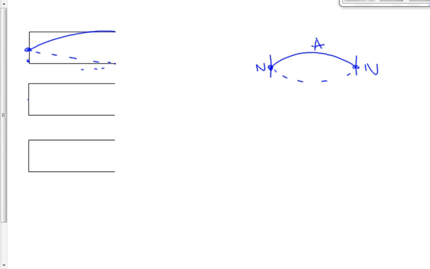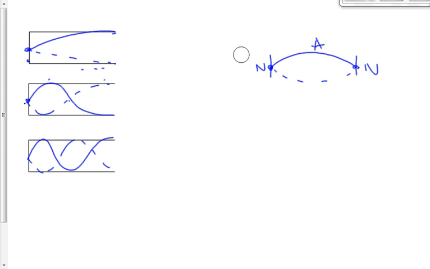You have to have that node at the closed end, but you have to have the antinode at the open end. So it's going to look something like this. We went from one antinode and one node to two antinodes and two nodes. And then, of course, we're going to go to three antinodes and three nodes.